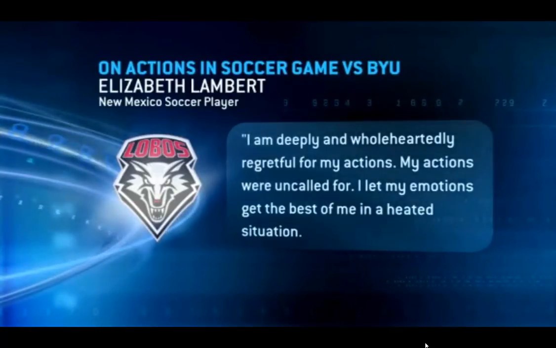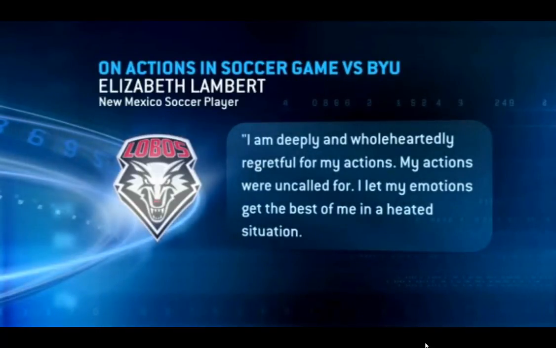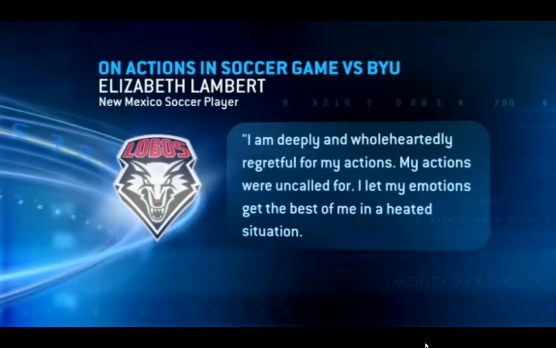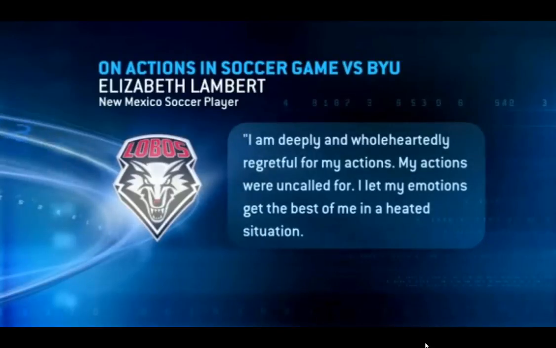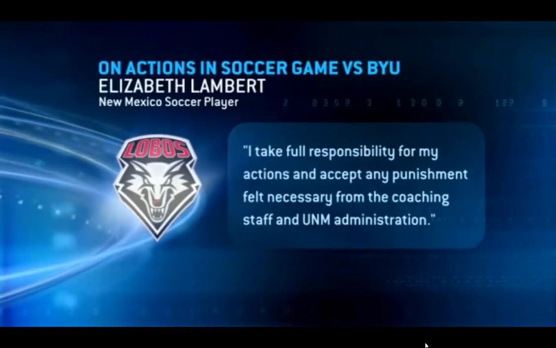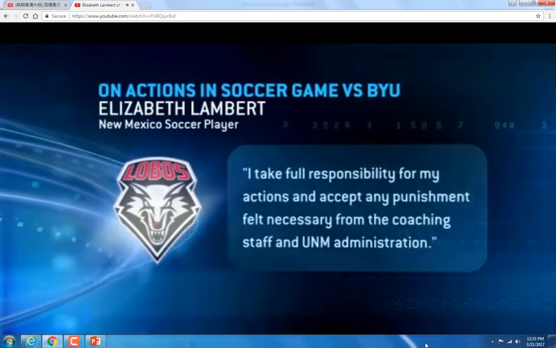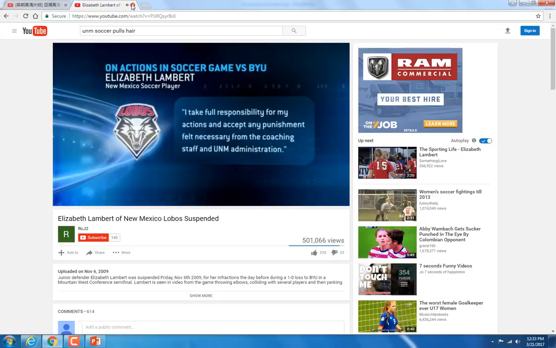this, and thus Elizabeth Lambert released this statement today. I am deeply and wholeheartedly regretful for my actions. My actions were uncalled for. I let my emotions get the best of me in a heated situation. I take full responsibility for my actions and accept any punishment felt necessary from the coaching staff and you.